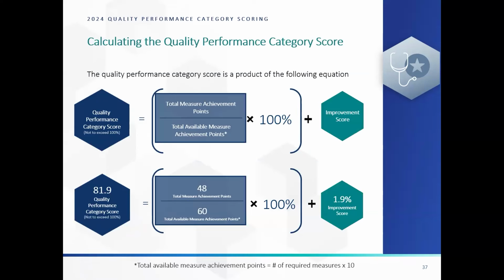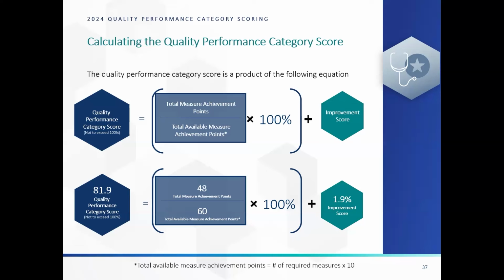Now I'm going to discuss calculating the quality performance category score. The quality performance category score is a product of the following equation. So the numerator is the total measure achievement points, and the denominator is the total available measure achievement points. So the numerator and denominator is multiplied by 100%. So once you calculate that, then you add the improvement score, which will be the quality performance category score.